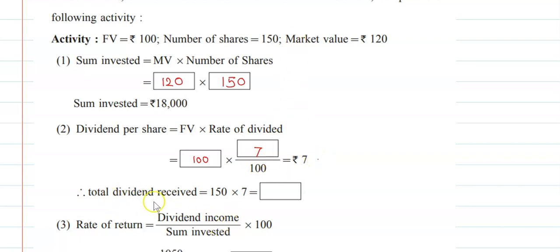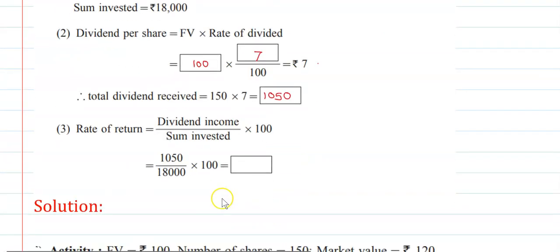Therefore total dividend received is, how many shares are there? 150. 150 into 7. Therefore you will get here 1050. And therefore the rate of return is equal to dividend income upon sum invested into 100.